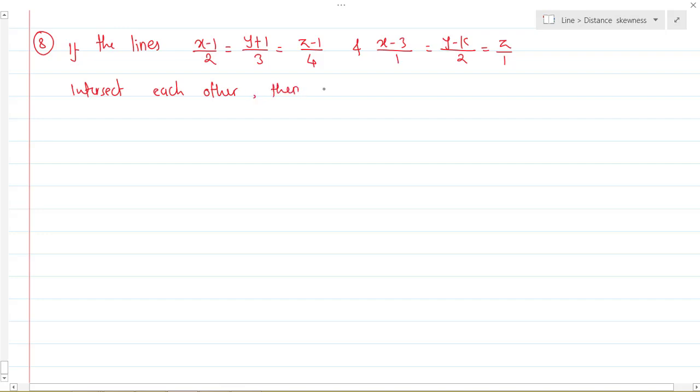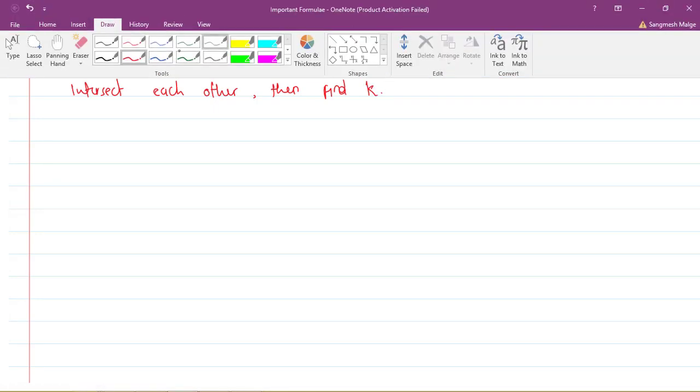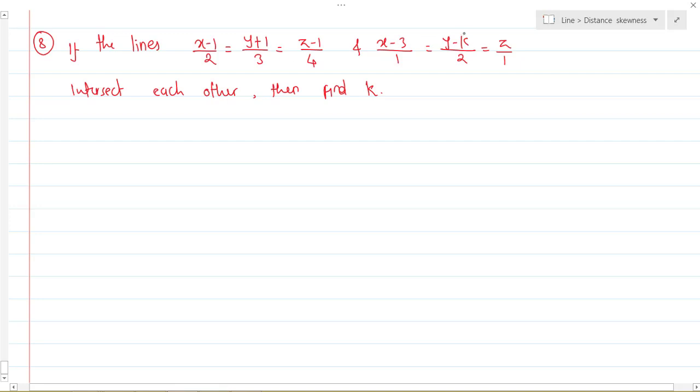The lines (x minus 1)/2 equals (y plus 1)/3 equals (z minus 1)/4, and (x minus 3)/1 equals (y minus k)/2 and z/1 intersect each other, then find k. Perfect. That's a good question. If these two lines are intersecting, then we have to find out the value of k. Where is k? Here we have the k.